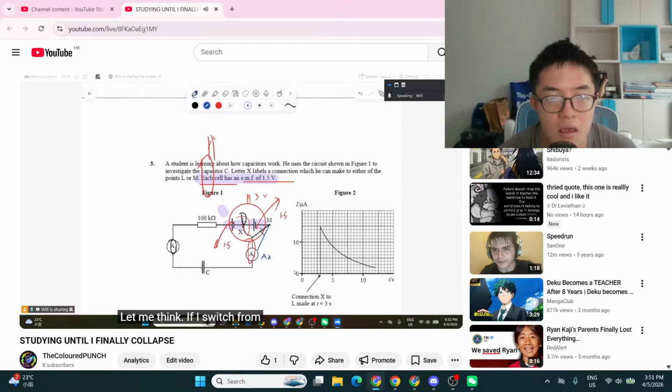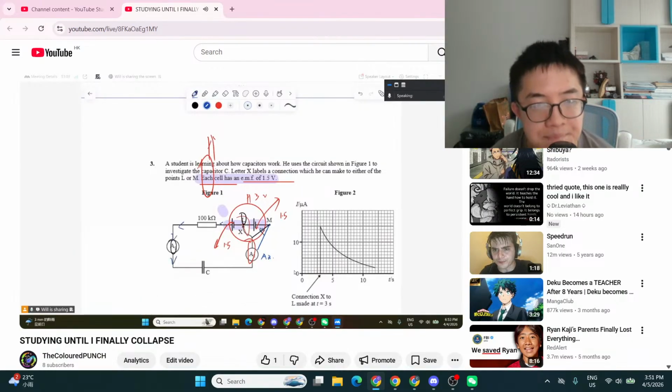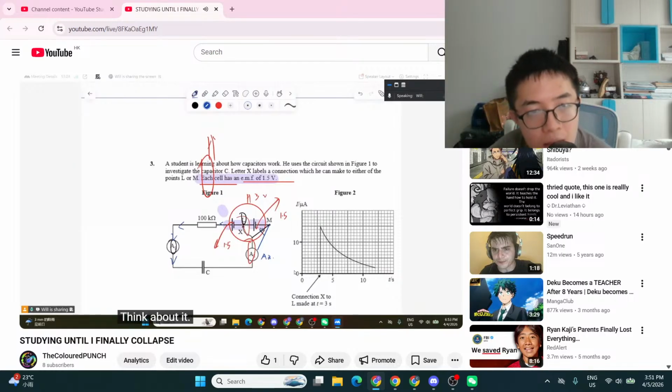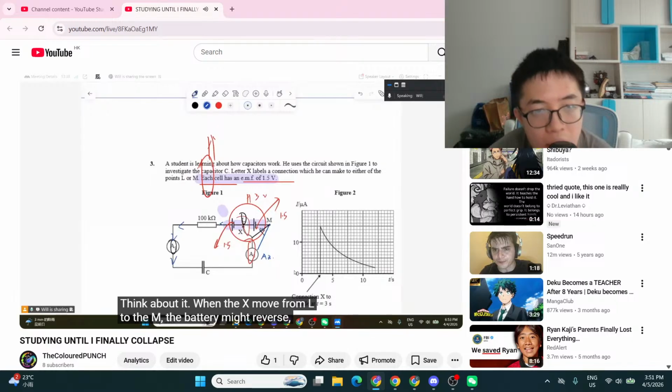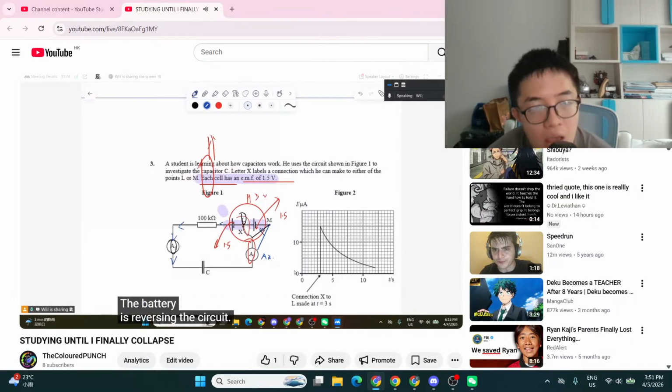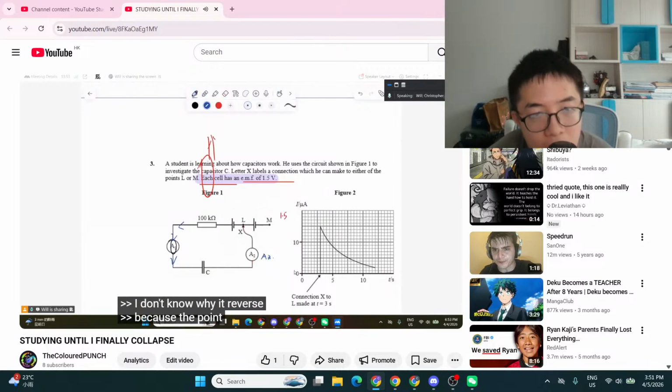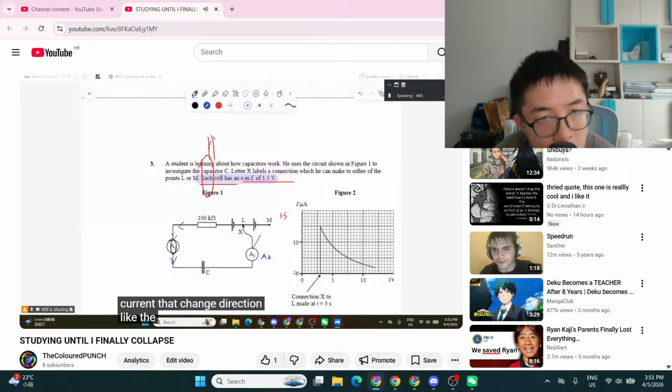Let me think. If I switch from X to the M, what will change? And here's the line, right? This is the current flowing to the M. Where's the M? Think about it. When X moves from L to the M, the battery might reverse, right? The battery is reversing in the circuit, okay? Because the point has changed. The current changes direction. Like this one, okay? So the energy flows, right?